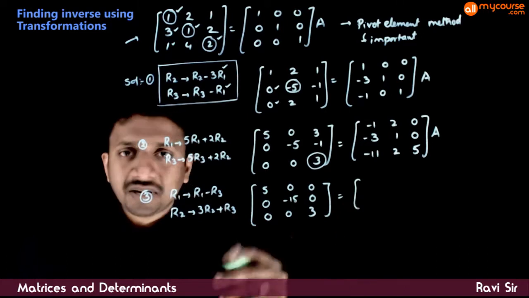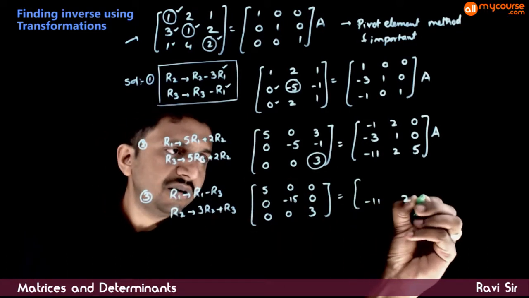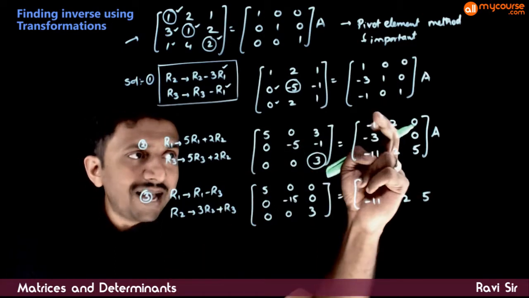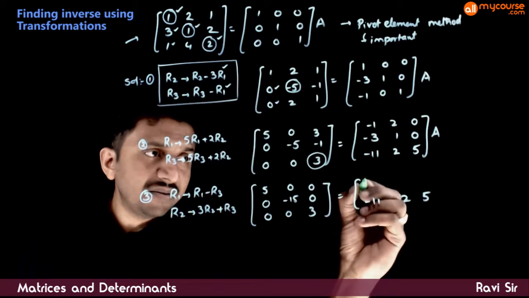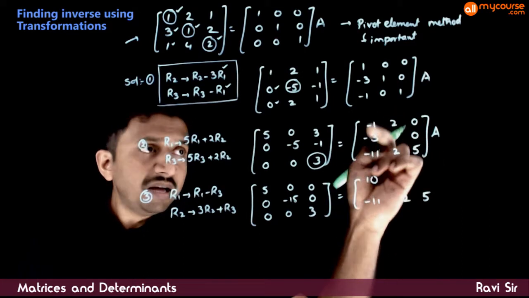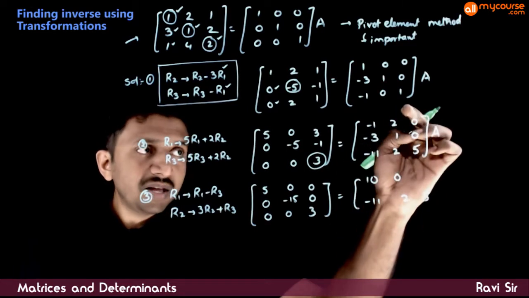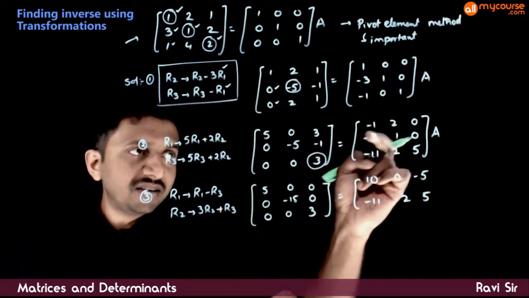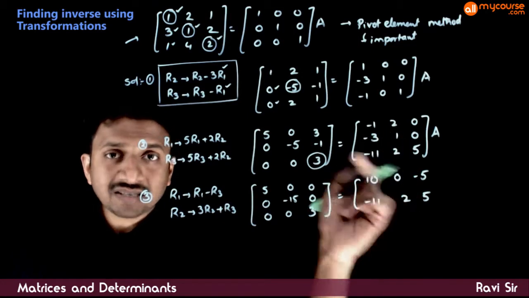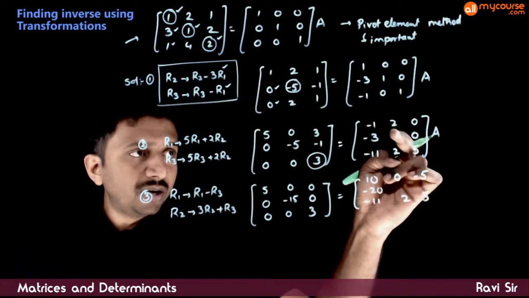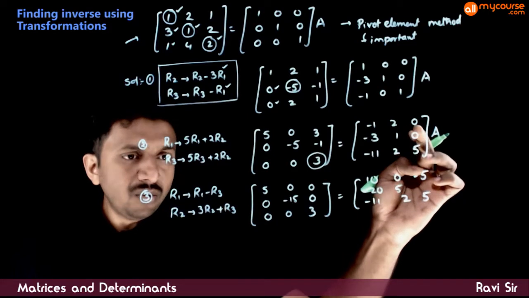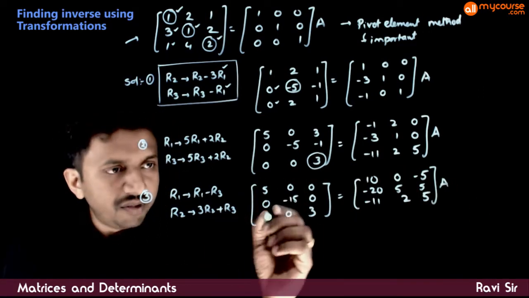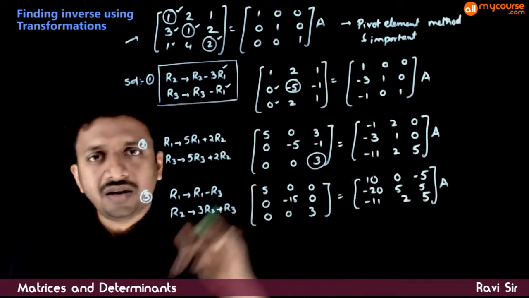And you get the same transformation here. R3 is intact, minus 11, 2, 5. What becomes of R1? R1 minus R3. Minus 1 plus 11 is 10. R1 minus R3 is 0, 0 minus 5 is minus 5. And 3R2 plus R3: 3R2 is minus 9, minus 11 is minus 20. 3R2 is 0 plus R3 is 5 times B. Now you have 0, 0, 0, 0, 0 and here things have got disturbed.